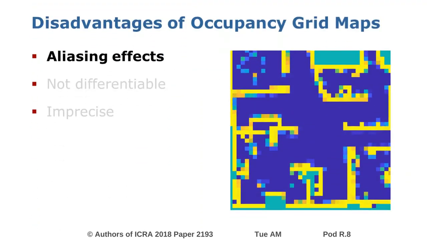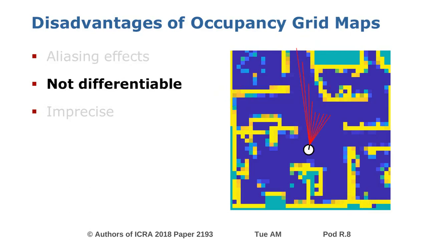First, grid maps exhibit aliasing effects. Wherever the edges of obstacles are not aligned with the grid, we observe the characteristic staircase patterns in our sample map. Second, grid maps are not differentiable, although this is a desirable property of every map representation. If grid maps were differentiable, we could localize the robot shown in the map by simply maximizing the measurement likelihood.